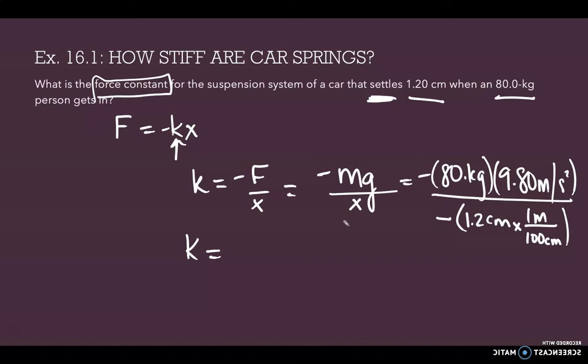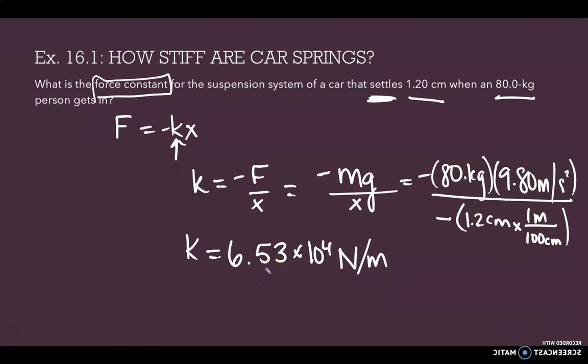So 0.012, that's how many meters, and I get that my force constant is 6.53 times 10 to the fourth. And remember, our units are Newton per meter. Okay? All right, so that is my force constant for this suspension system of a car.